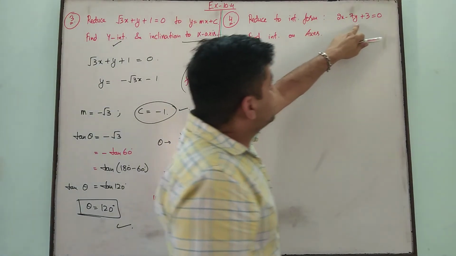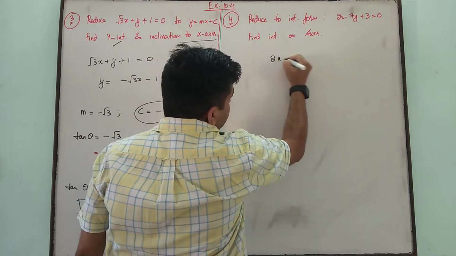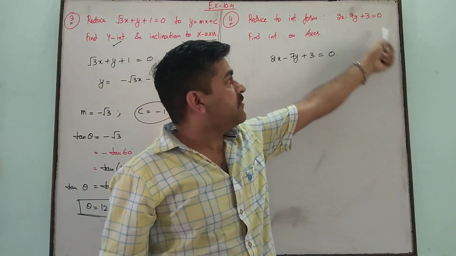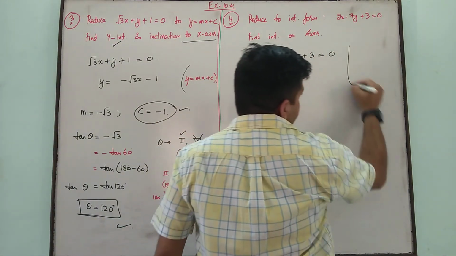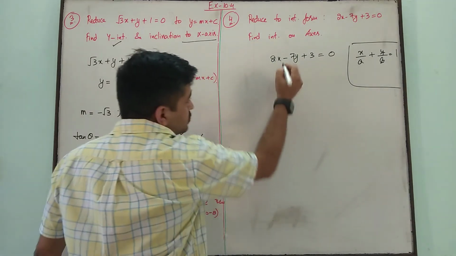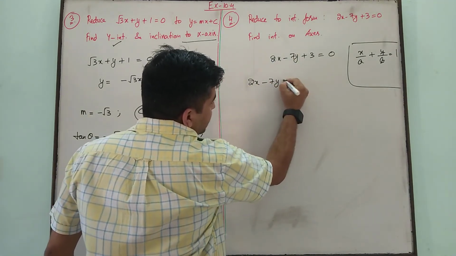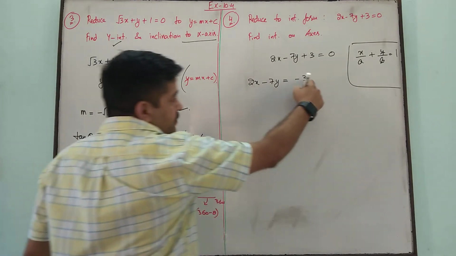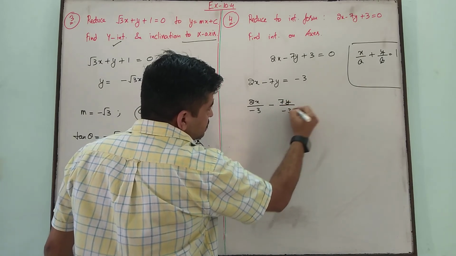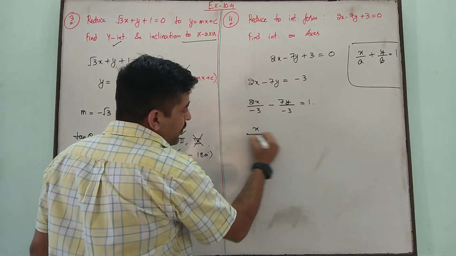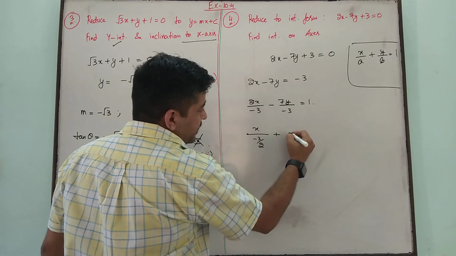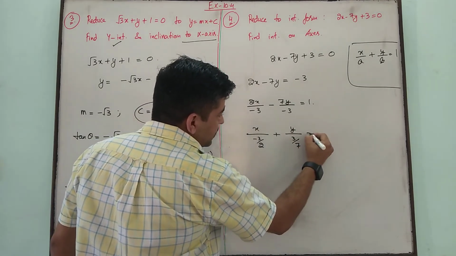Reduce this in intercept form first. 2x minus 7y plus 3 is equal to 0. Intercept form is x upon a plus y upon b is equal to 1. So we got 2x minus 7y is equal to minus 3. Cross multiply this minus 3, and write x upon minus 3 by 2, and y upon 3 by 7 is equal to 1.